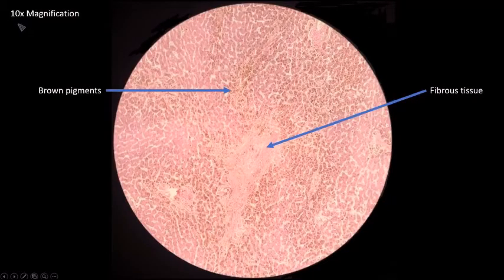Under 10 times magnification, there is presence of fibrous tissue as well as scattered brown pigments. The brown pigments are the excess iron deposited in the cells as hemosiderin, which will then lead to cell death or necrosis. The dead cells are then replaced with fibrous deposition, leading to loss of organ function.